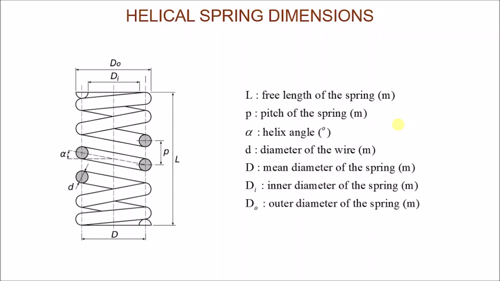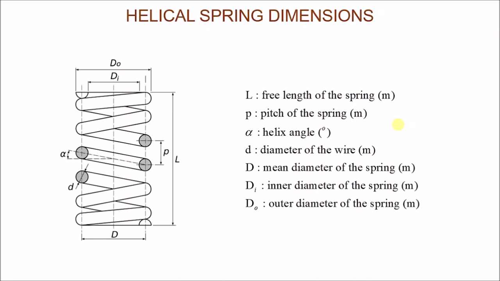The pitch is also measured in meters. And then you have the helix angle. As I said, we will not really use it in this module. And you have small d for the diameter of the wire, still in meters. D, which is the mean diameter of the spring, is in meters. And we will use that a lot, okay?